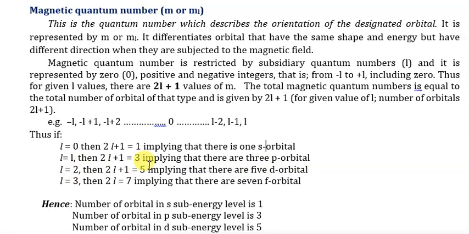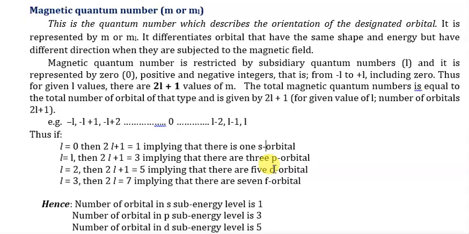Sababu L ikiwa 2 maana yake hii ni d subshell. So kwenye d subshell tutakuwa tuna 5 orbitals, and these are dxy, dxz, dyz, dx square minus y square and dz square. Tutaona kwa mbele na shape zake.